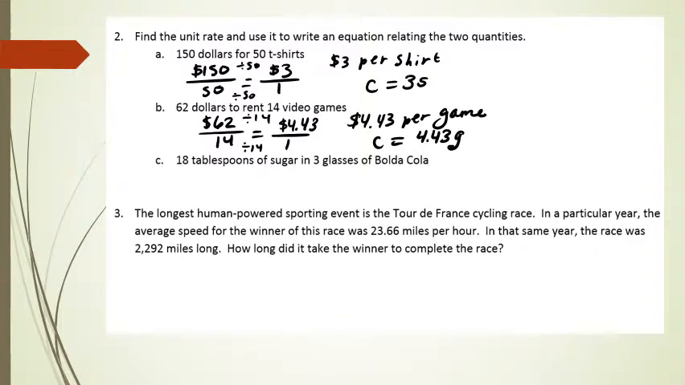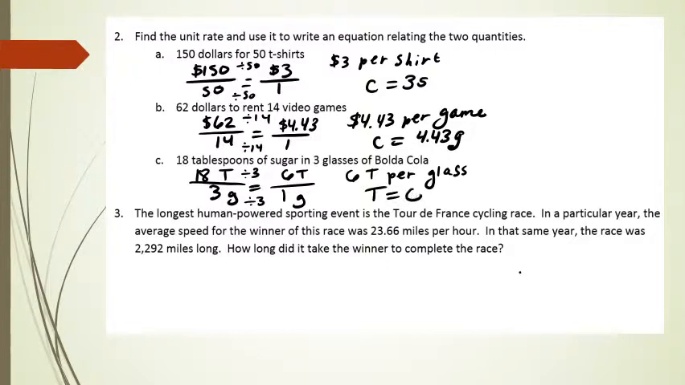Then I have 18 tablespoons of sugar and 3 glasses of Bolda Cola. So I want to know perhaps how many tablespoons of sugar per glass. So 18 tablespoons in 3 glasses, how much in 1 glass? I'm going to divide by 3, and this would give me 6 tablespoons per glass. So for my equation, I'm going to say that the tablespoons equals 6 times the number of glasses.